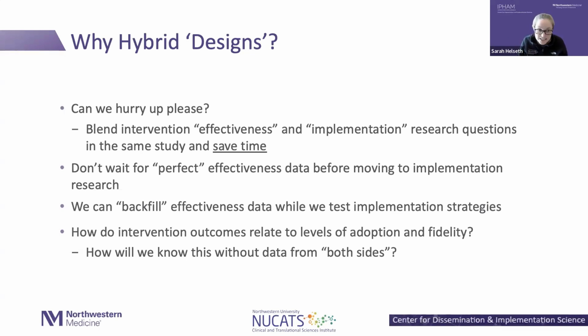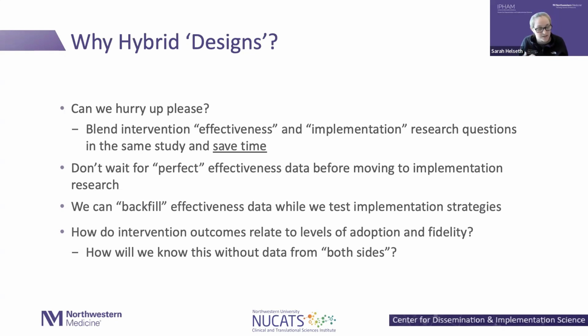And that can be achieved by blending intervention, effectiveness, and implementation research questions. We're not waiting for perfect effectiveness data. We're basically pushing the research down that subway line, because we're trying to get these things that we think are promising or that will work or have good evidence, but maybe not in this particular context or with this particular population. And we're saying, we feel like it's pretty good. Let's push it out there and try to get as much effectiveness data as we can, while also studying how this is implemented. And we can backfill that effectiveness data while we are testing these implementation strategies.